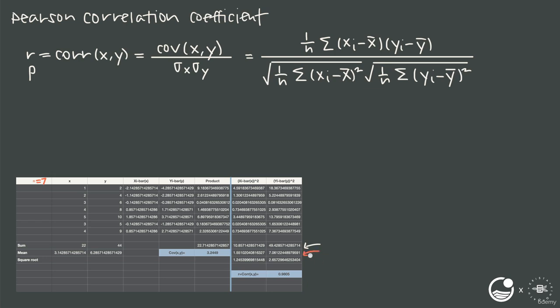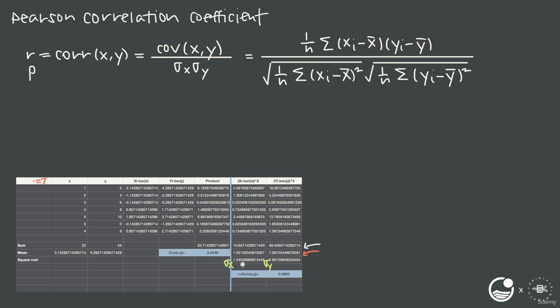That's these values here, which means that these two values are the variance, not the covariance, but the variance of x and y individually. So the variance of x, the variance of y. And then we take their square roots and we get the standard deviations. So this is the standard deviation for x, and this is the standard deviation for y.